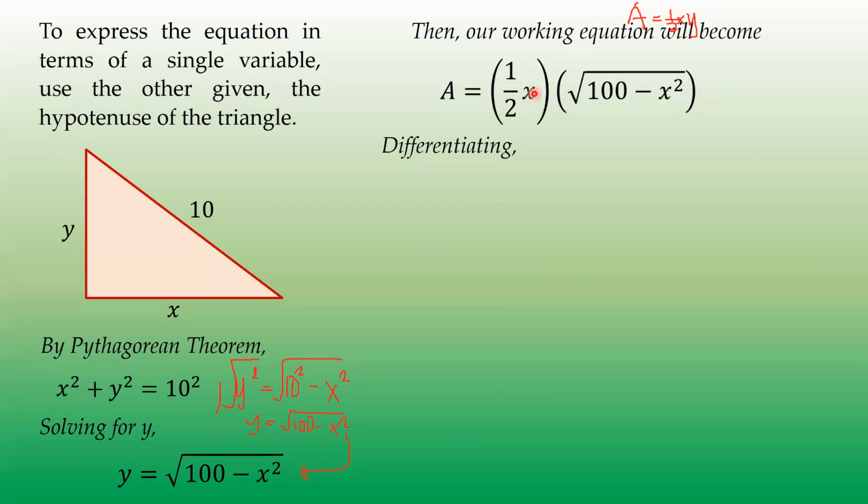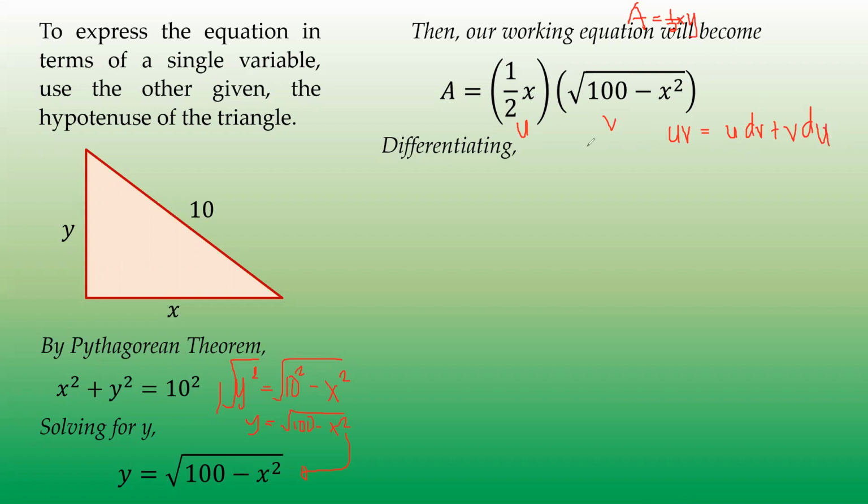Yan kasi ay 1/2 x, pwede mong gawing 1/2 x times square root of 100 minus x squared. So pinaghiwalay ko siya, ginawa kong product. Ito yung aking u, ito yung aking v. So galing ako ng derivative ng uv ng product, di ba equal yun sa first function, derivative of the second, plus second function, derivative of the first. Okay, meron tayong u dv plus v du.